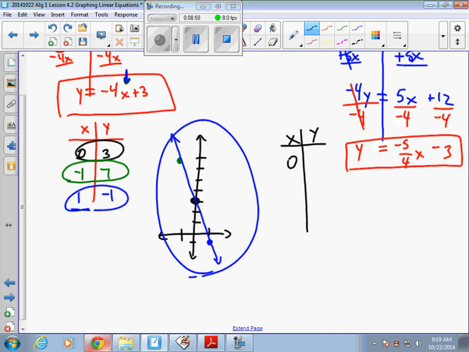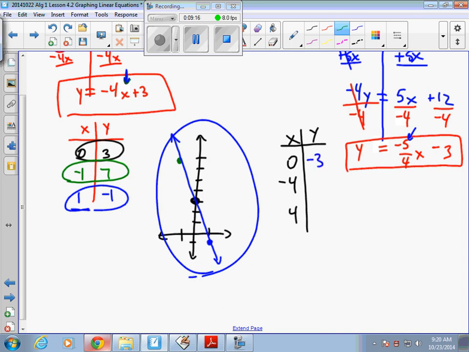0 is always easy to use because you can multiply anything by 0 and get 0. Numbers that are 4 are better to use than 1 and 2 right here. So let's use negative 4 and positive 4, and it's going to make our lives much easier right here. So the first one, 0 is the easiest one. When we plug in 0 right here, anything times 0 is 0. 0 minus 3 is negative 3.